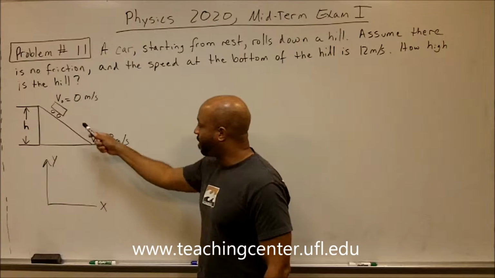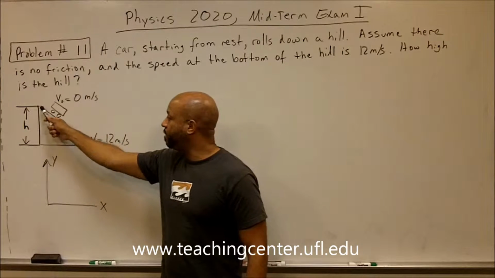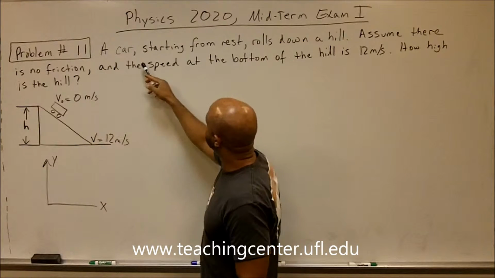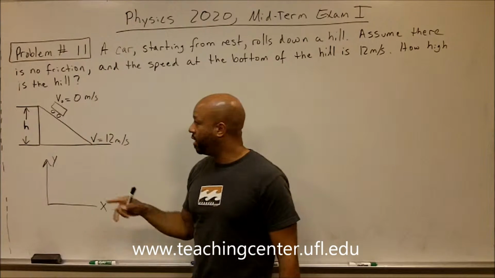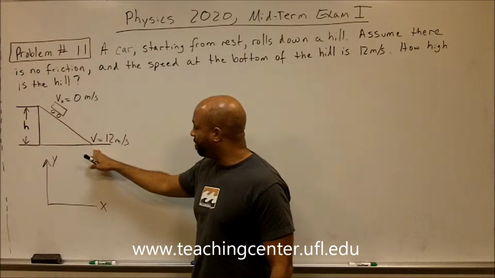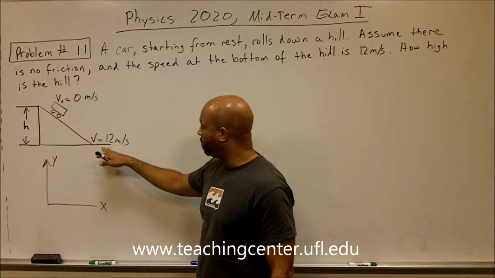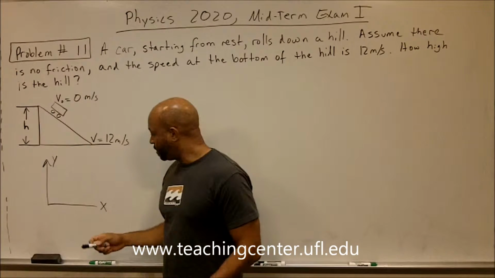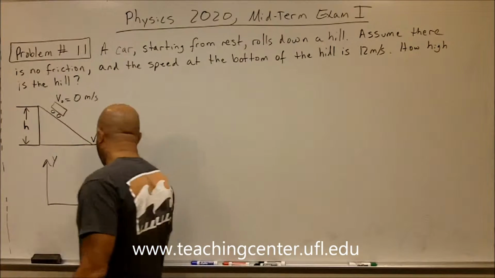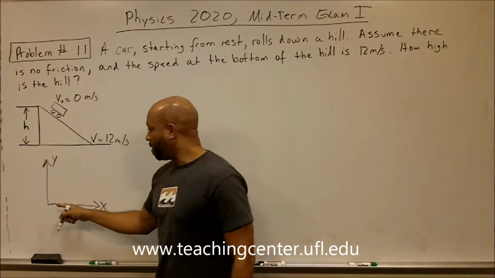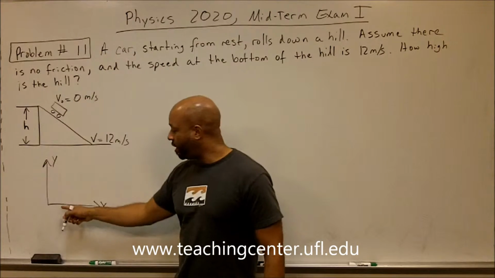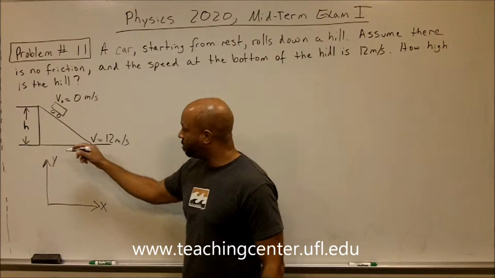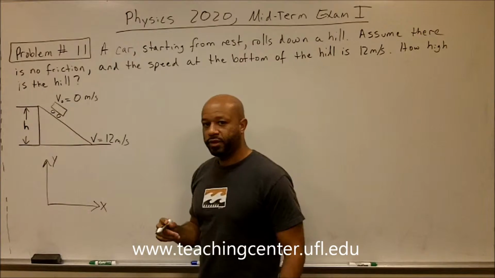And so we've got a car that's starting on top of a hill, and the initial velocity we can say is 0 because the car is starting from rest. And when the car reaches the bottom of the hill, the velocity is going to equal 12 meters per second. And just as always, we want to set up our coordinate system. So this will be the positive y direction, this will be the positive x direction. And so we're trying to basically determine the height of the hill.